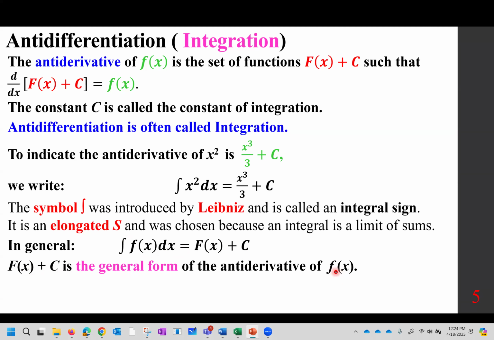Here's what I want you to pay attention to. When we differentiate, we get one function. When we integrate, we get a family of functions, and that's why we have this constant, everybody. Okay? The reason is simple. When you differentiate a number, any constant, the derivative is zero. That's why you get a family of functions.